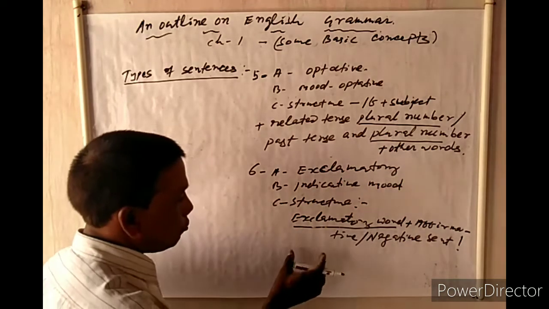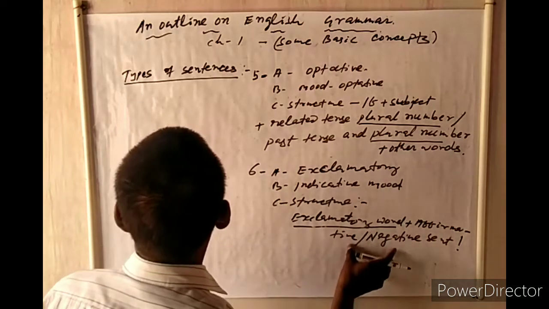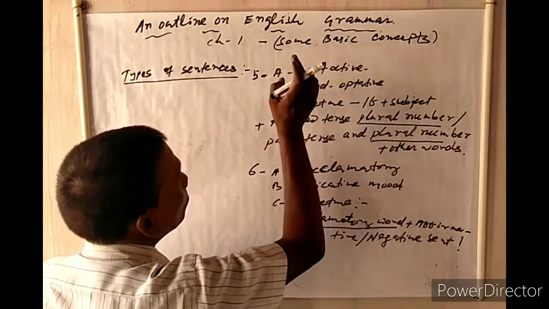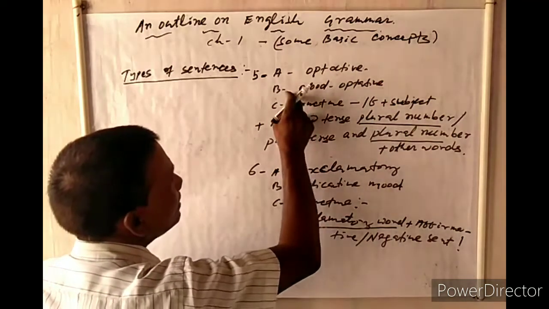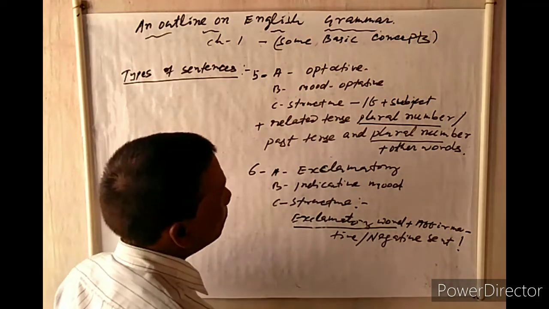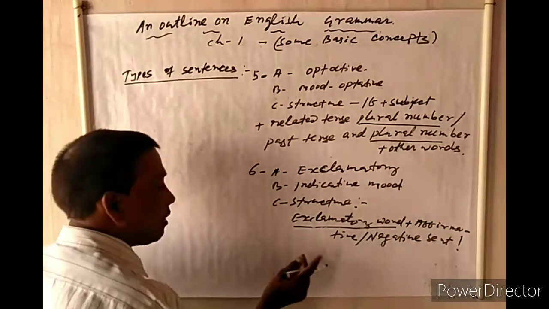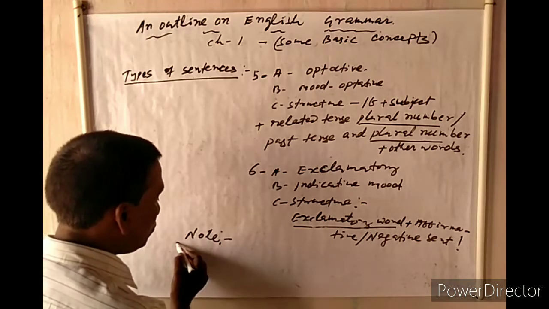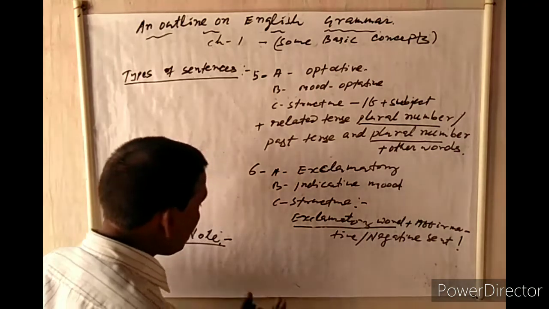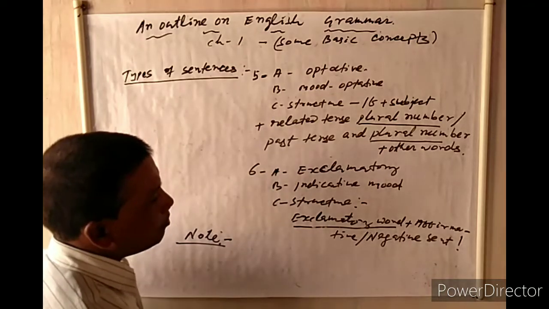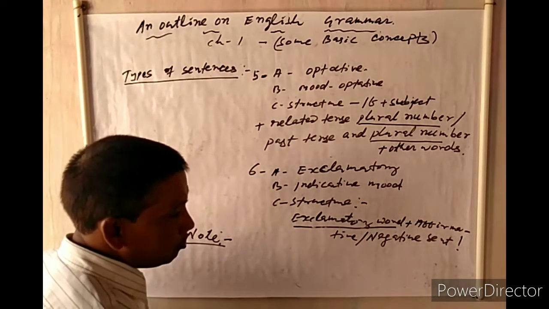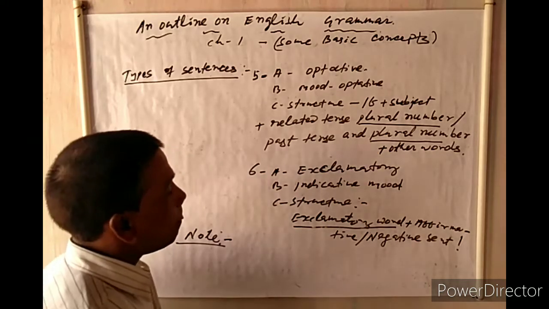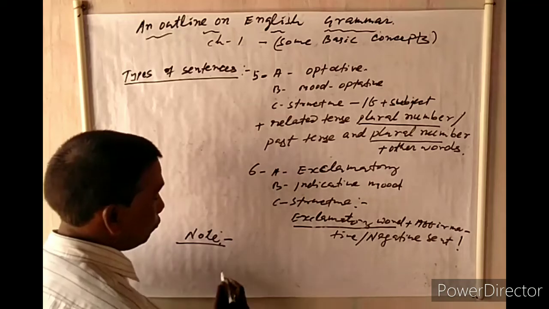So up to now we discussed the types of sentences. First, meaning wise. Second, mood wise. Next, structure wise. Again, you have to write down a note. What is the note? In every sentence, there must be a mood. Mood comes out from the tense.